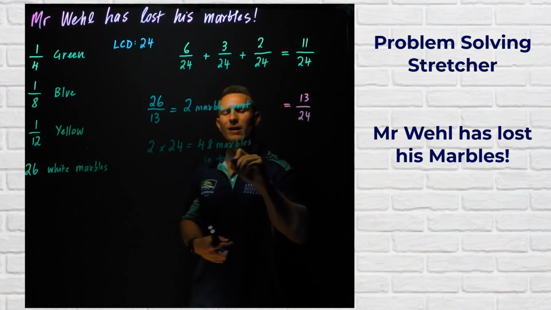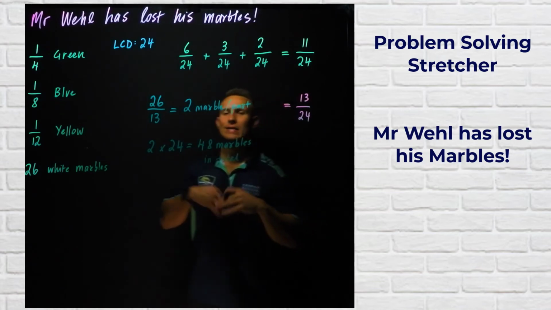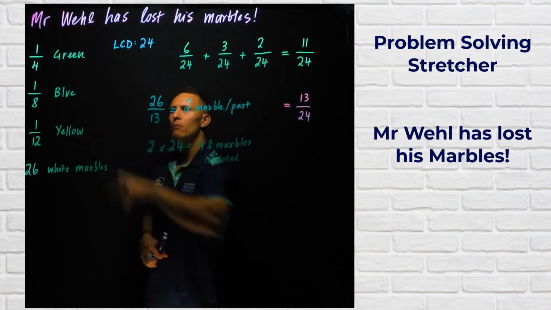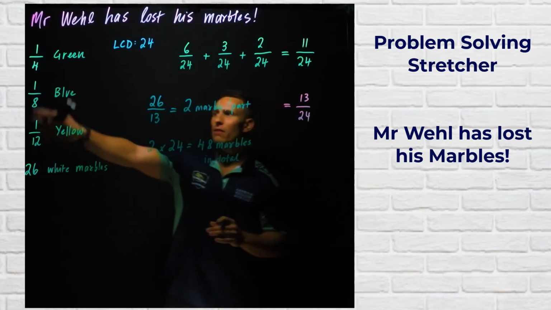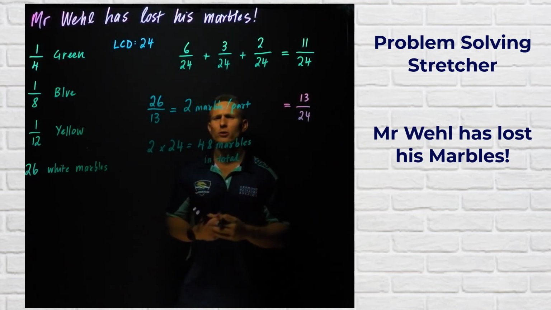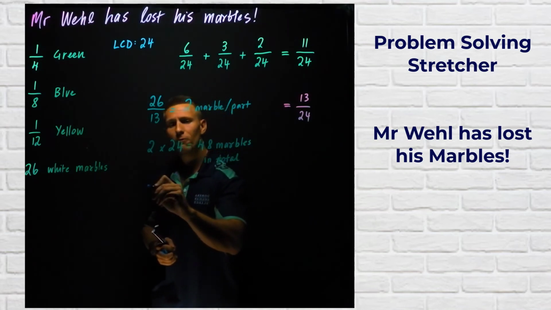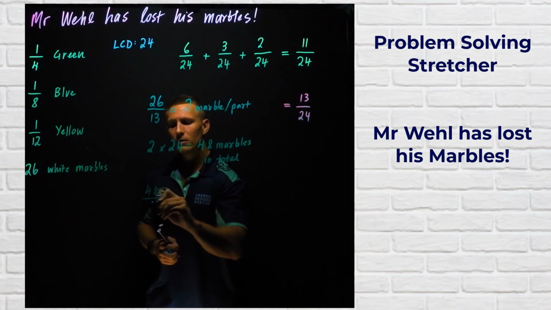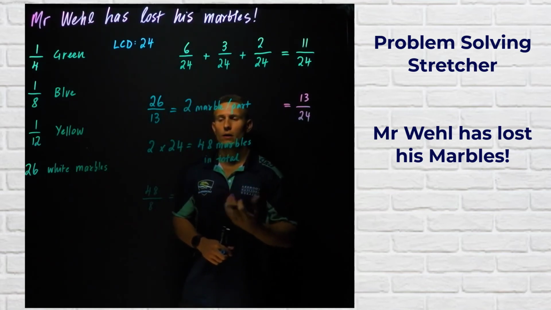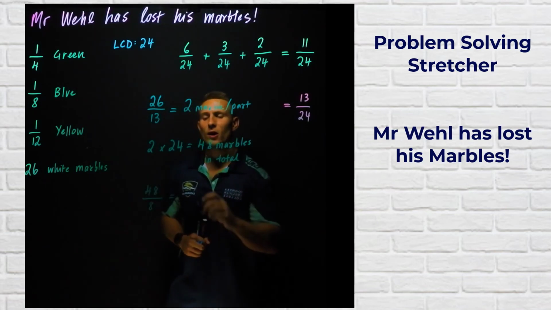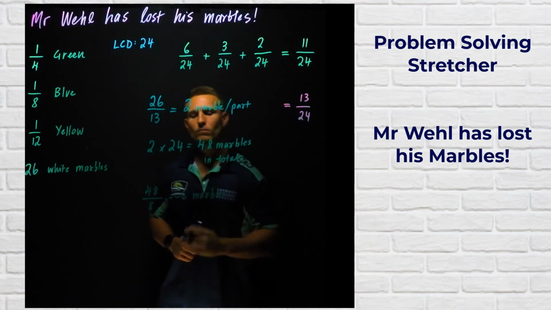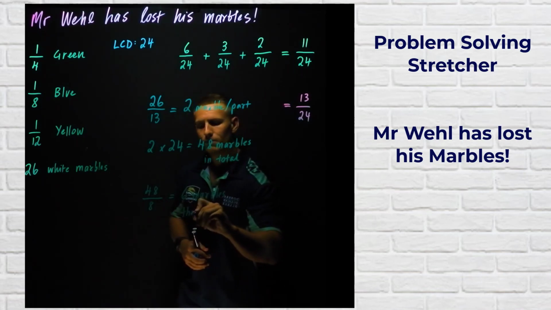Now the problem's not asking us to find how many marbles we have in total, it's asking us to find how many blue marbles we've got. Now we know that the fraction of marbles that are blue is 1 out of 8. So what we need to do is divide 48 by 8, and that will tell us how many blue marbles are in this bag of marbles. So 48 divided by 8 is 6, so we have 6 marbles that are blue.